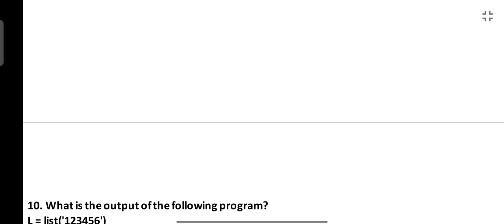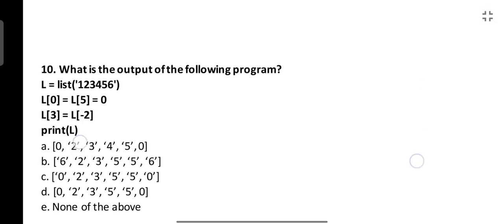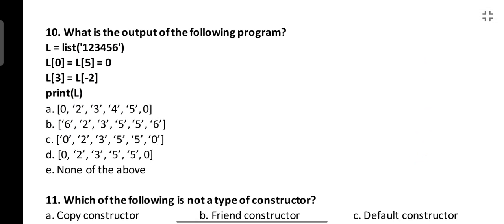Next is, what is the output of the following program? Okay, a list is given. L is equal to list(1, 2, 3, 4, 5, 6). L[0] = L[5] = 0. L[3] is equal, okay. Let's see. So the list is given. Now we have to make the 0th index and 5th index 0. So what is the 0th index?